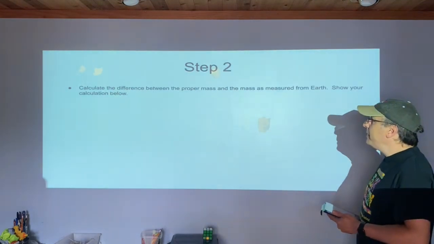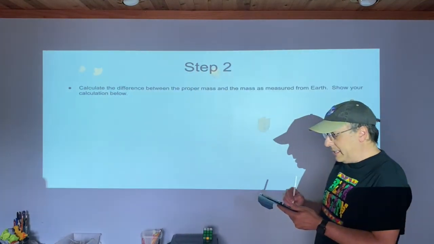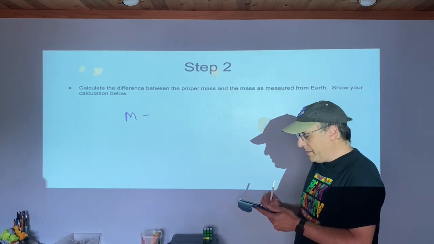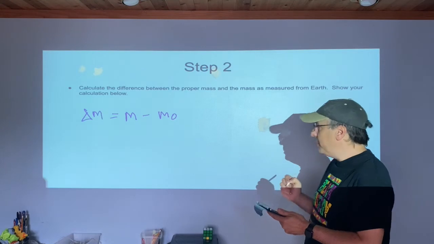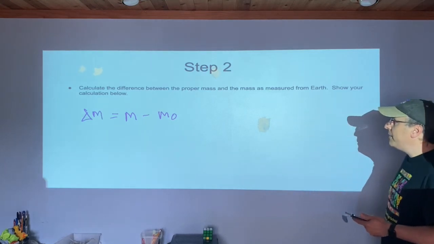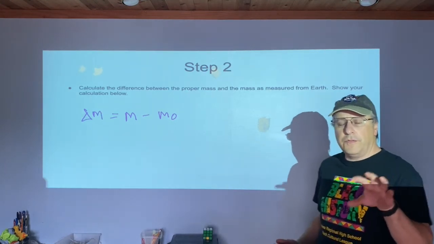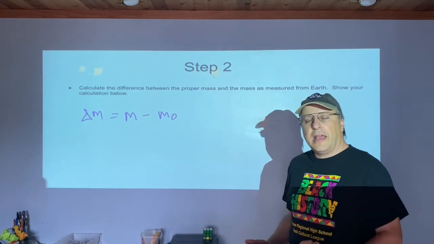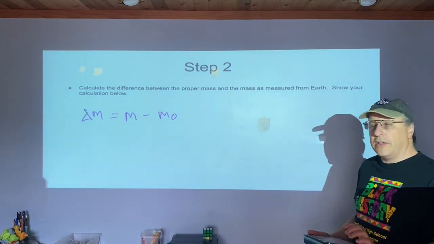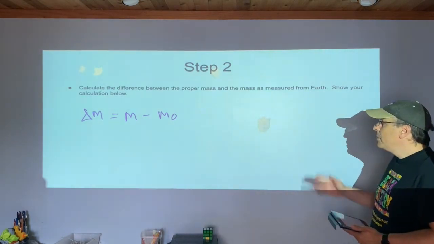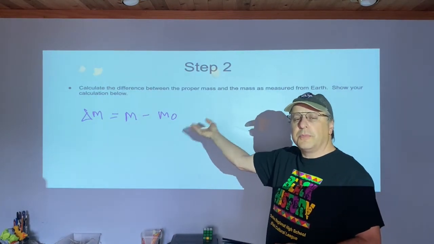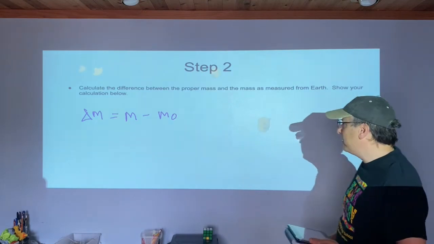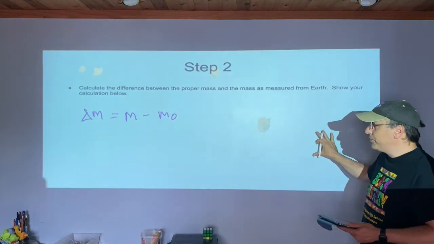Then you're going to find the difference between that mass that you just calculated and the proper mass. That will be called our change in mass. What is the difference between the mass viewed by the guy on the ship and the mass viewed by the guy on Earth? Show your calculation. Again, start with the equation. Show the numbers you plug in, your answer, and your units. Okay? Put the picture right on this slide.